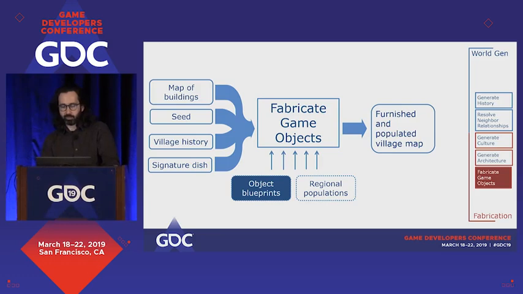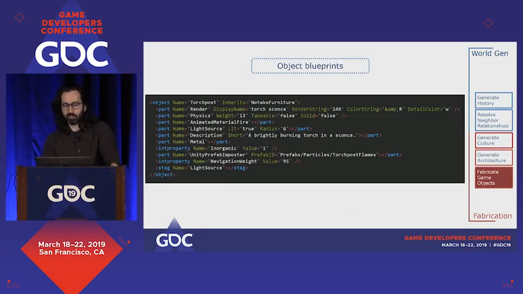Well, we have what we call object blueprints. So each of these game objects needs to have some sort of specification, and we generally pre-bake these in during the design phase. So this is the XML specification we use for a torch post. Each of these parts here is actually a little component that encapsulates some logic or some behavior that is relevant to the torch post.